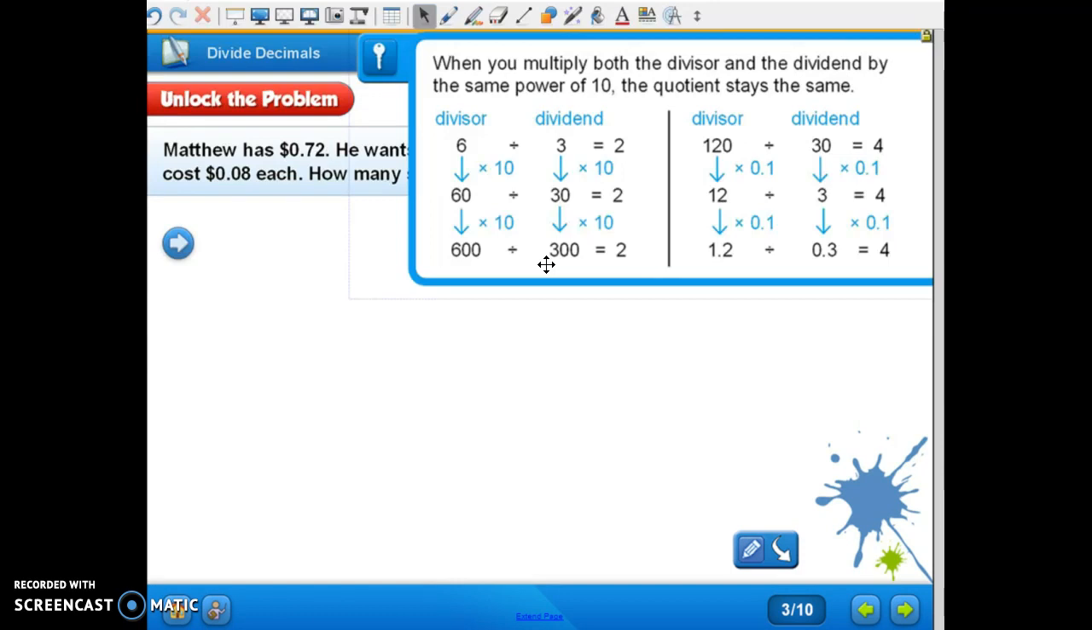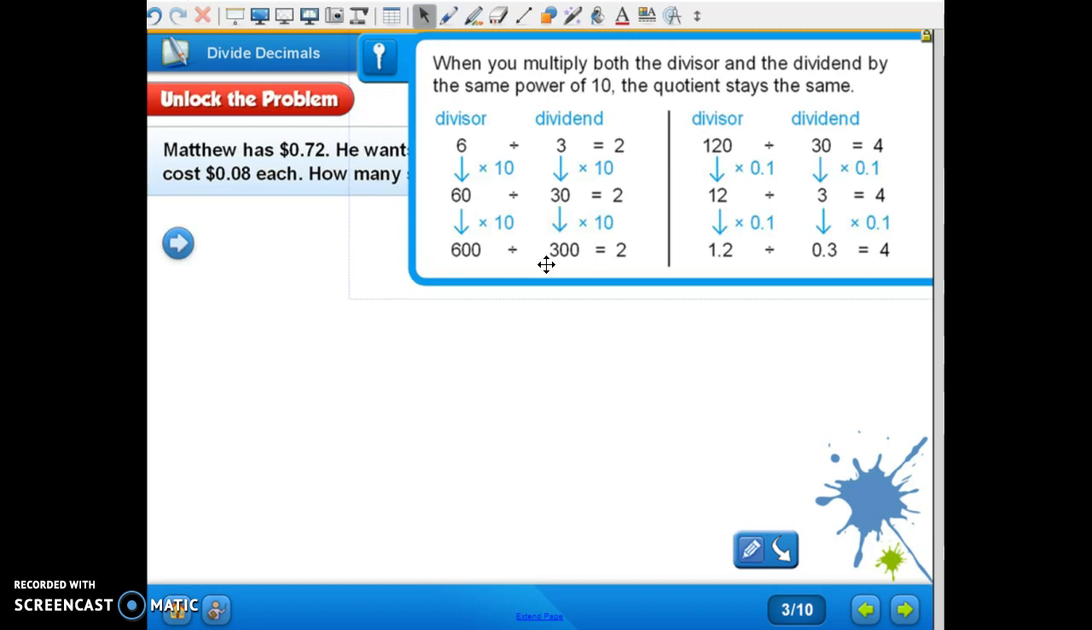So as long as you do to your divisor what you did to your dividend, it doesn't change your quotient. Okay? Now you can't just multiply the divisor and not the dividend, or multiply the dividend and not the divisor. You've got to do them both the same. And it needs to be a power of 10.